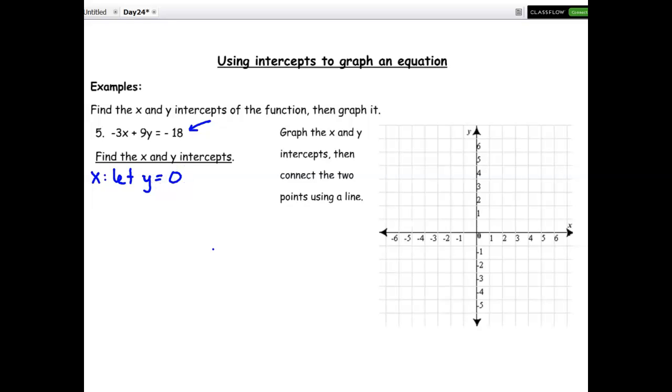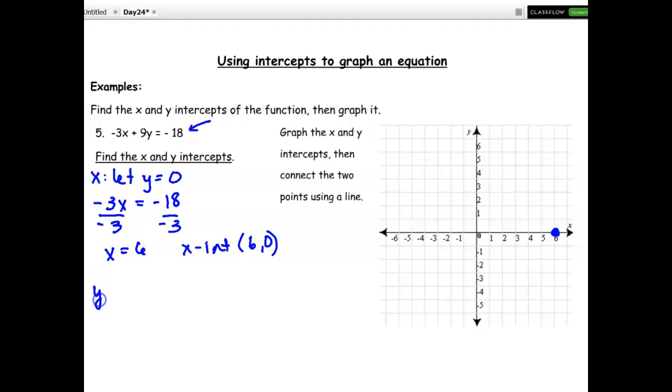When we do that, we get 3x plus 9 times 0, which is 0. So 3x is just going to be equal to negative 18. We divide by negative 3, and our x is going to be equal to 6. So our x-intercept is (6, 0). All right, so to graph that, now we're going to go over x is 1, 2, 3, 4, 5, 6. So our x-intercept is right here on the x-axis, and it's at (6, 0).